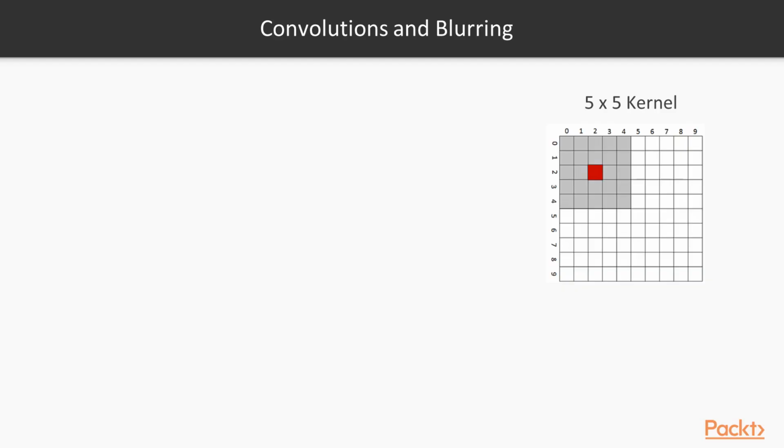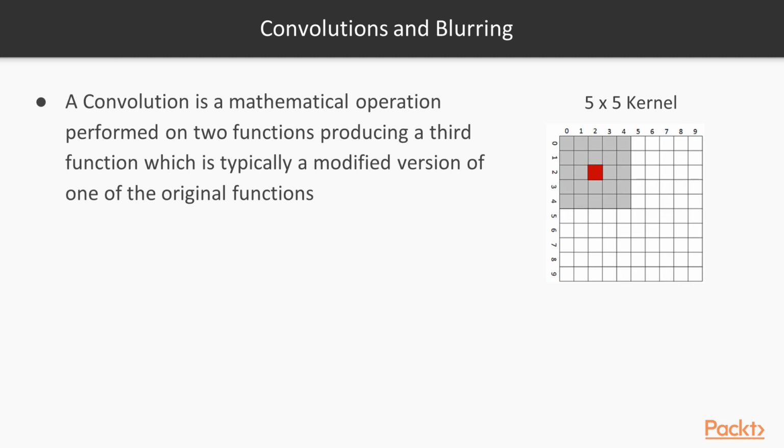So firstly, what is a convolution and how does it relate to blurring? Well, a convolution is a mathematical operation performed on two functions producing a third function, which typically is a modified version of one of the original functions. Now that probably still doesn't help you understand what's going on, and neither does this formula here, which is just a very simplified mathematical illustration of what's happening.